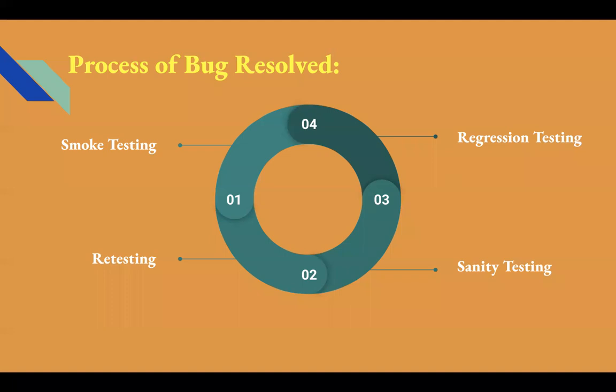Now, at the last step, perform regression testing, in which all other functionalities will be tested to confirm whether there is any impact on existing features due to this change. If there is limited time to deploy code to production and the changes are very small, then regression testing can be skipped. And after sanity testing, the code can be deployed to production.